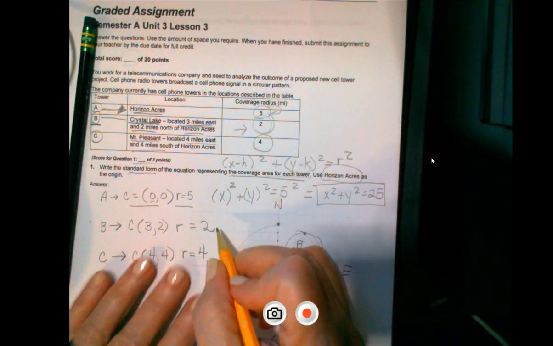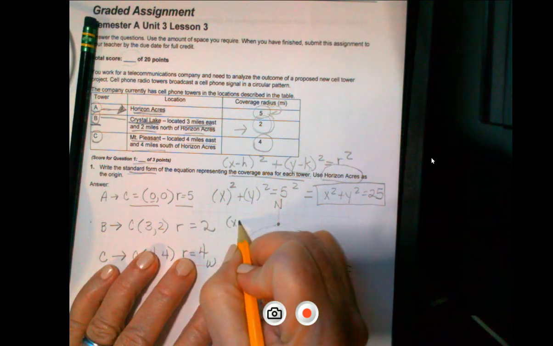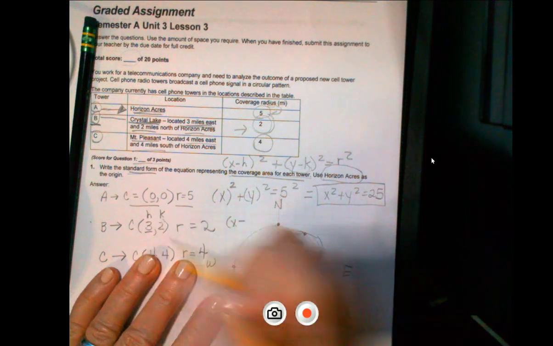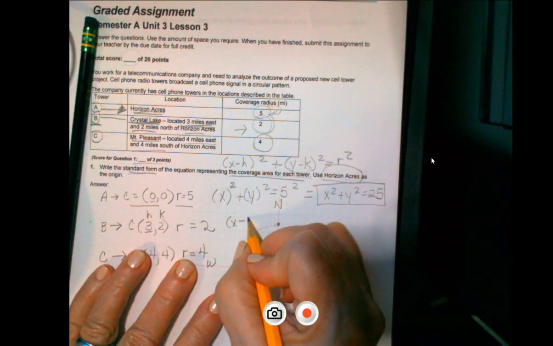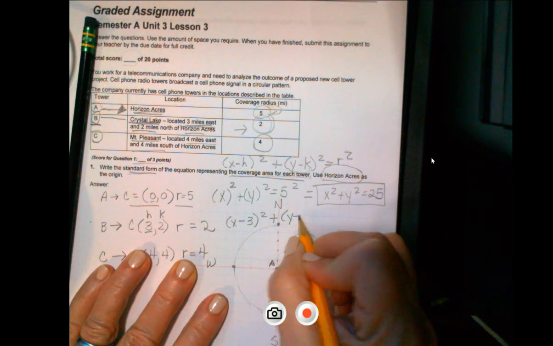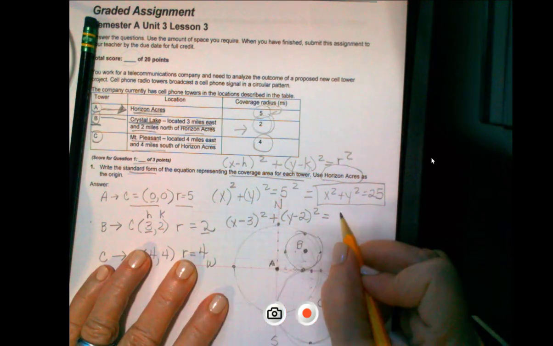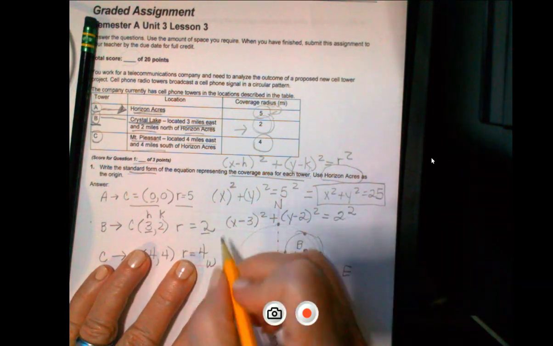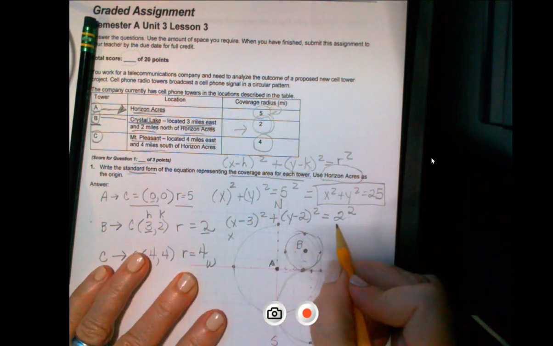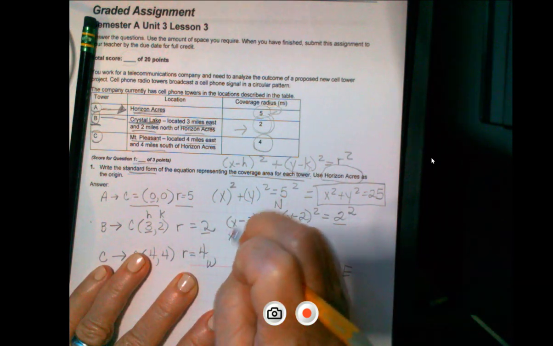For the second circle, we're going to do the same. We'll take x minus h, this is h and this is k when we're talking about the center of a circle. X minus 3 squared plus y minus 2 squared equals the radius, which is 2 squared. All we have to do is square 2, and we'll have our equation.